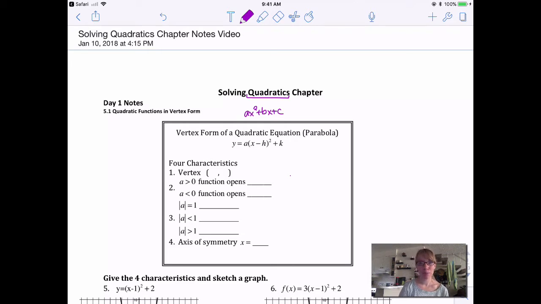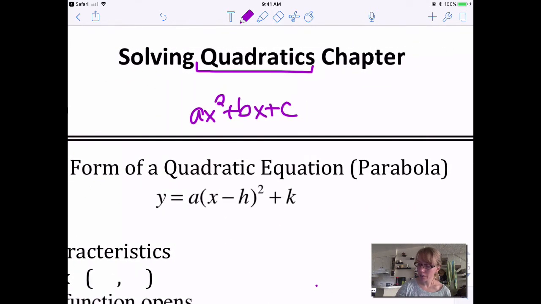And the big thing to know about this chapter is that everything's going to be about quadratics, and quadratics are equations or expressions that start with a highest power of 2. So I might have a coefficient, but then the highest power of my variable is always going to be a 2. So here I've got ax squared plus bx plus c.